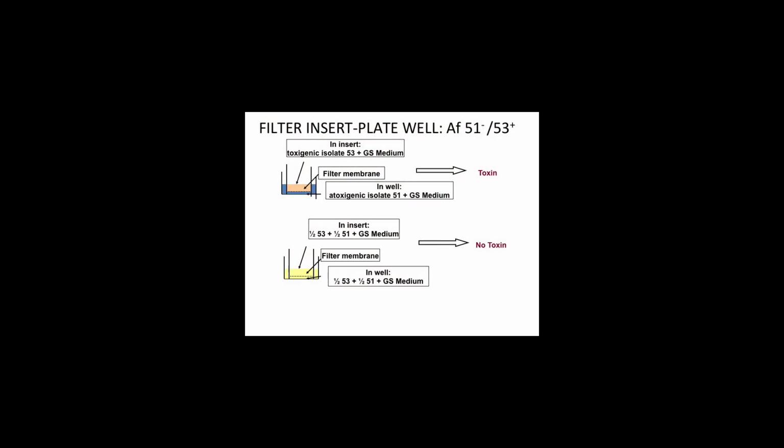We went on to look at this in a different way, and we took those two strains, 51 and 53, and looked at them in a filter insert plate well system. 51 is the non-toxin producer, 53 is the toxin producer. Put the toxin producer in here, the non-toxin producer outside that. That's a plastic cylinder with a filter in the bottom. 0.4 or 3 micron filter. There are two compartments there that physically separate those two strains. Nutrients can go back and forth, any signal molecules can go back and forth.